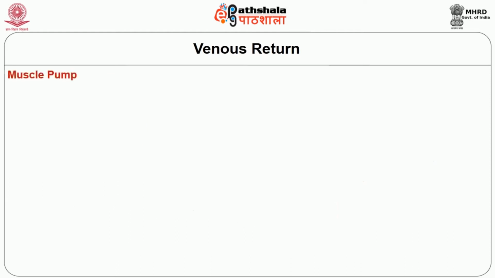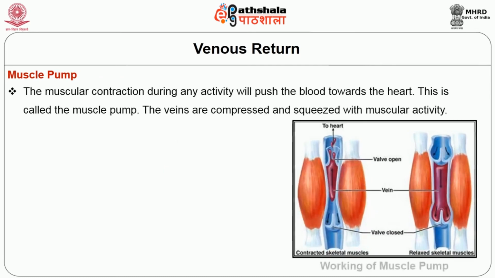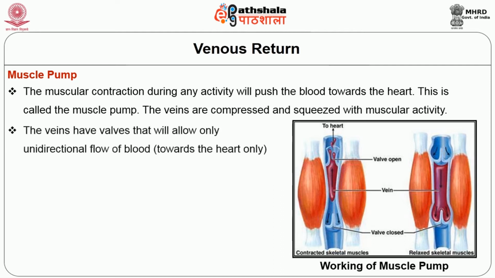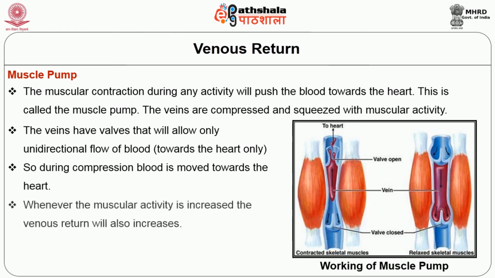So, second thing we will discuss is the muscle pump. The muscular contraction during any activity will push the blood towards the heart. This is called the muscle pump. The veins are compressed and squeezed with muscular activity. The veins have valves that will allow only unidirectional flow of blood towards the heart. So, during compression, blood is moved towards the heart. Whenever muscular activity is increased, the venous return will also increase.